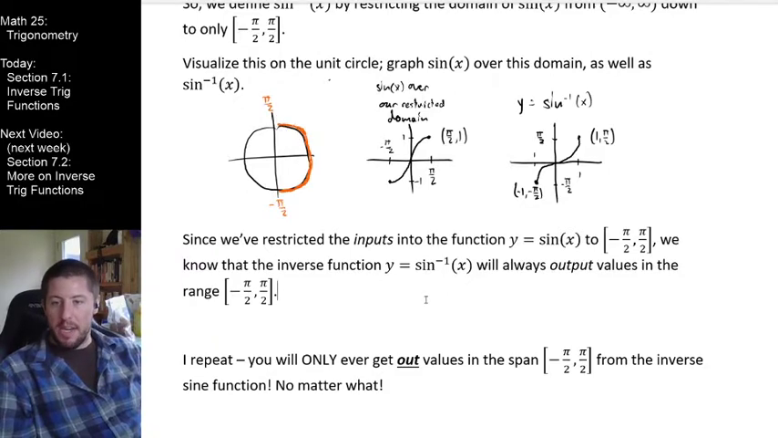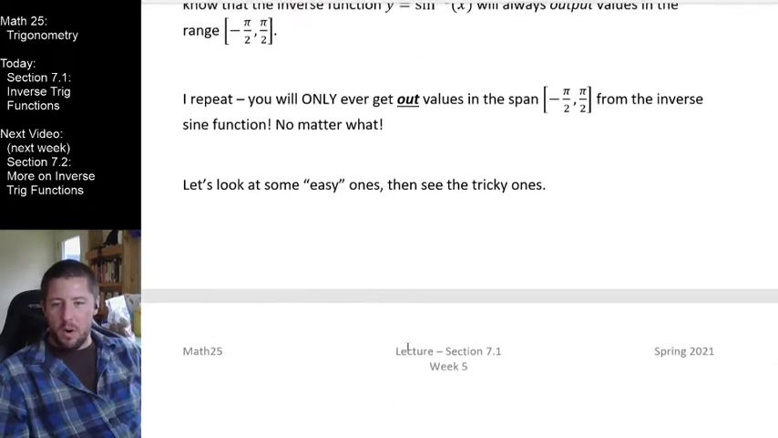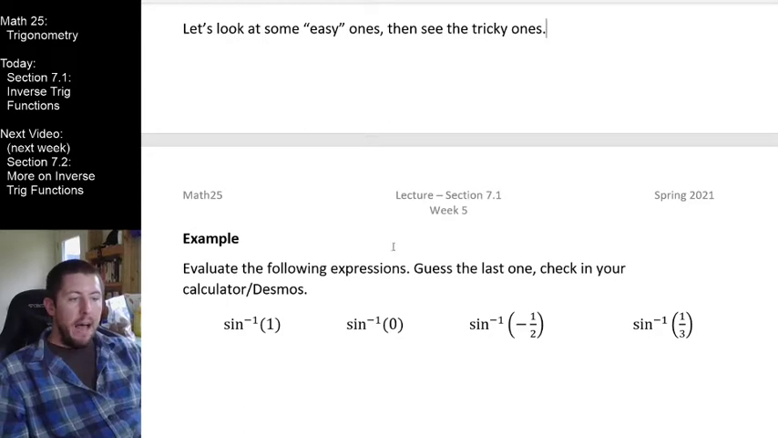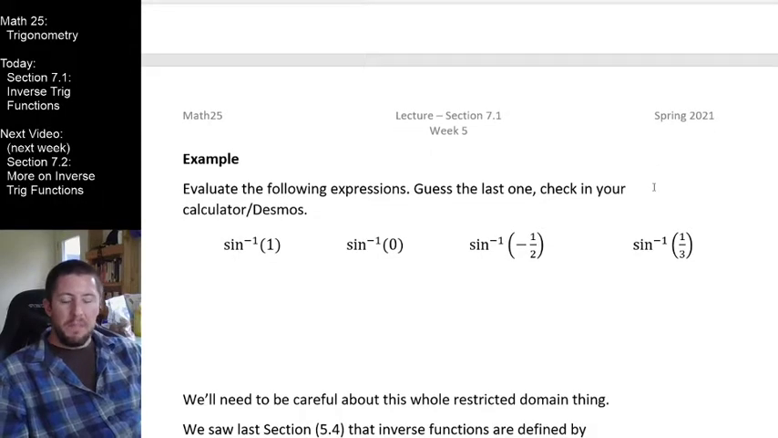That's kind of our tricky thing to deal with here. So let's look at some easy examples, and then we'll see where this gets a little bit tricky to maintain our status inside of the orange stuff. Let's go ahead and evaluate these expressions. The last one we won't be able to get exactly, but we can make a guess and check it in our calculator. The important thing I want to do right now is verbalize what sentence I am saying to myself when I think about each of these.